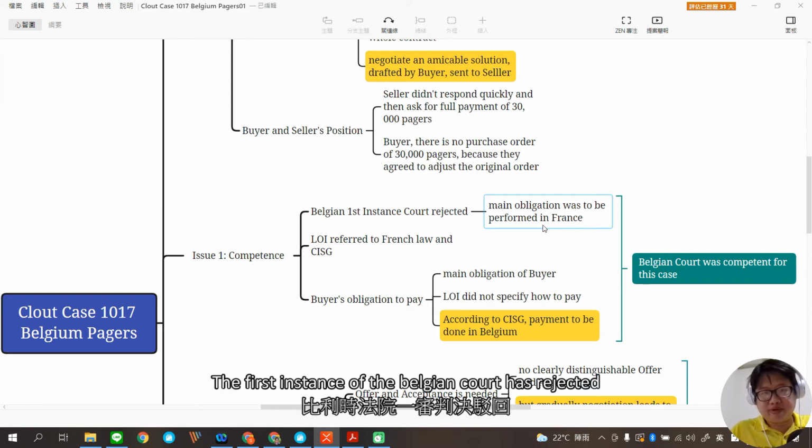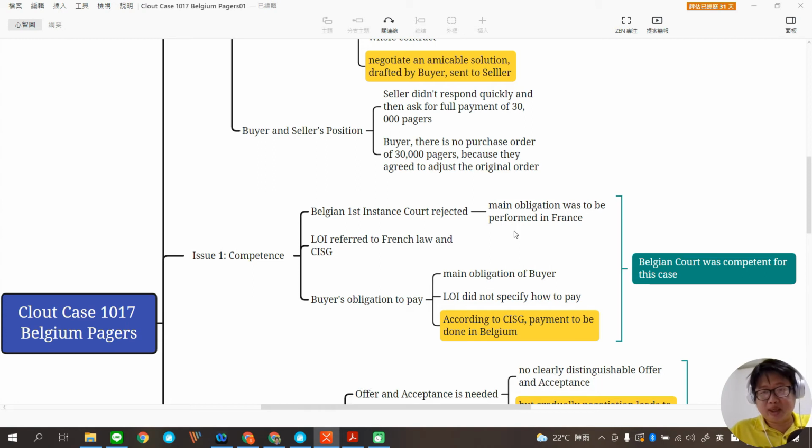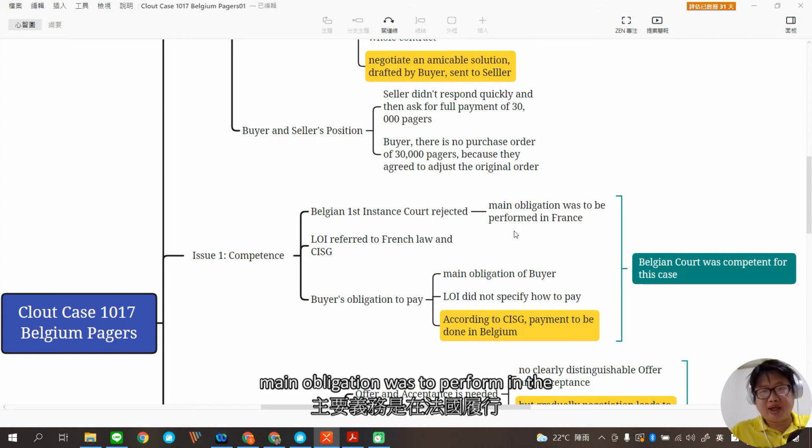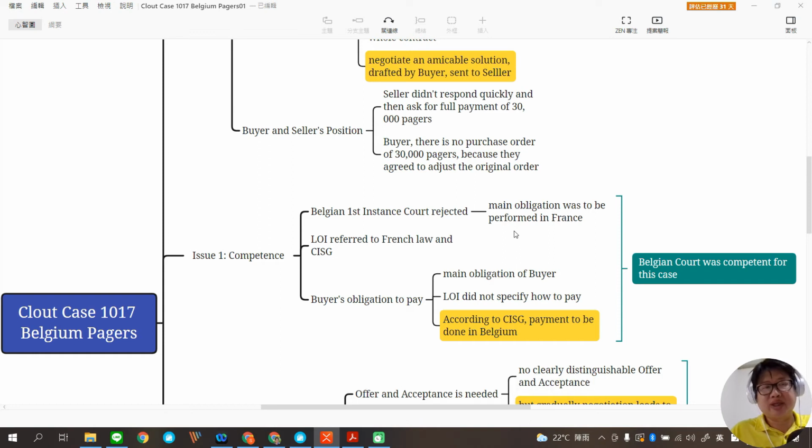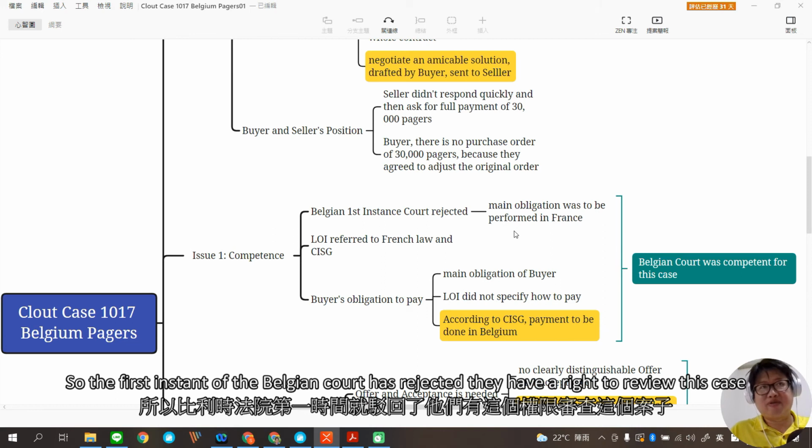And the first instance of the Belgian court has rejected, because the main obligation was to be performed in France, because the product is shipped to the French buyer at an address in France. So the first instance of the Belgian court has rejected that it has the right to review this case.